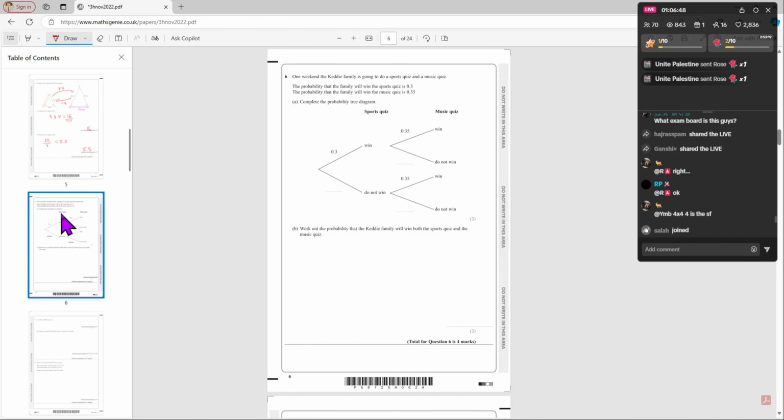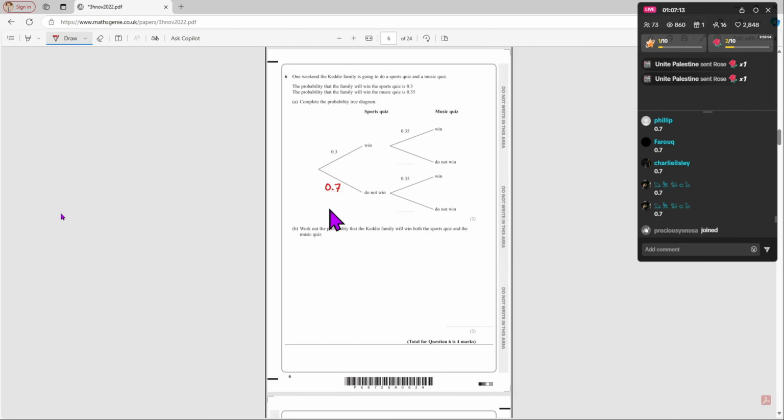So we know that probabilities add up to 1, right? That's the number one rule you need to know. So if the probability of winning is 0.3, then in the chat, tell me what is going to be the probability of not winning the sports quiz if we know that probabilities add up to 1. It's going to be 1 minus 0.3, which is 0.7. And now it's the same process over here: 1 minus 0.35, which is 0.65. Not winning the music quiz is going to be the same over here. We completed our probability tree diagram very, very simply.